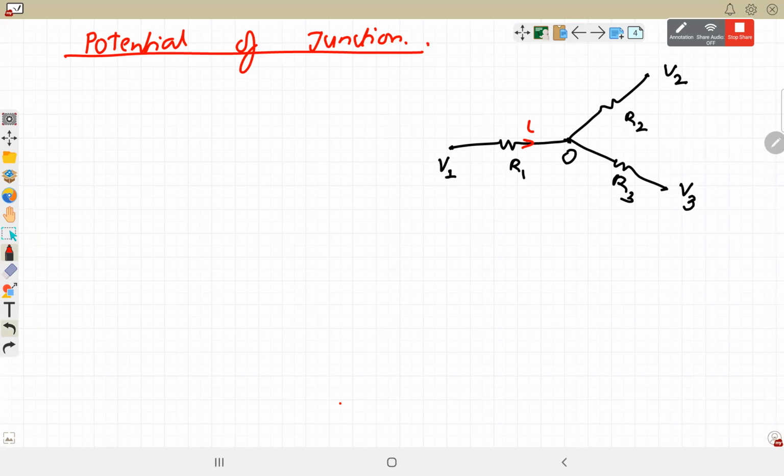We use the same fact that I1 is equal to I2 plus I3. So randomly we are assuming that V2 and V3 are lower than the potential of this junction, which doesn't matter. Mathematically, it will be fine even if we have a wrong assumption. We assume that current I1 is going into the junction, I2 and I3 are coming out. Because we don't know the potential of the junction, we cannot decide whether both I2 and I3 are coming out or only I2 is coming out.